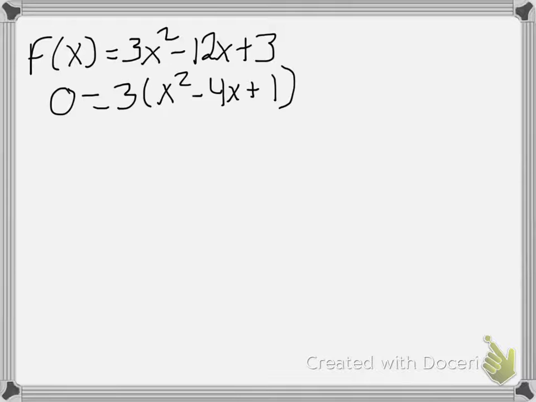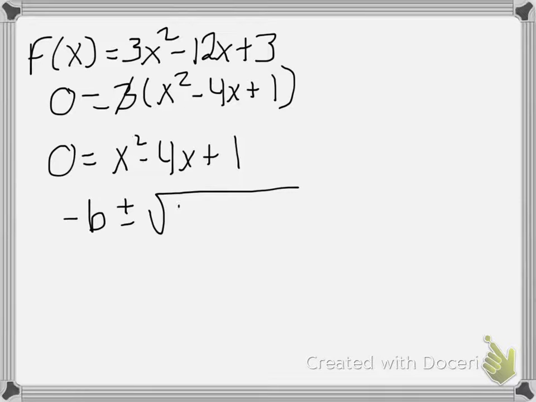All right. What's going to happen to this 3? Well, again, this is just like what happened last time. That's going to end up disappearing. So we're going to divide by 3. So we're going to get 0 now equals x squared minus 4x plus 1. So then what we're going to do is take our quadratic formula. Just a reminder of what the quadratic formula is: the opposite of b plus or minus the square root of b squared minus 4ac all over 2a.